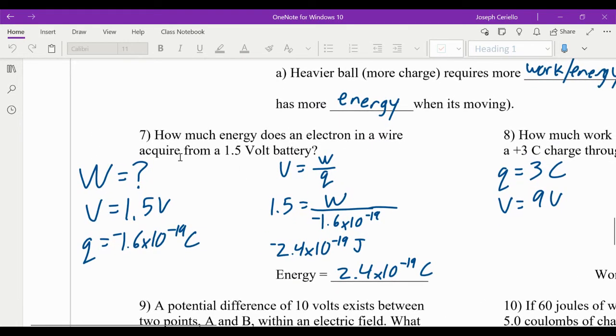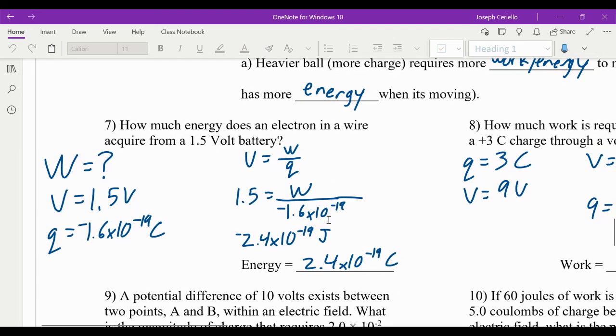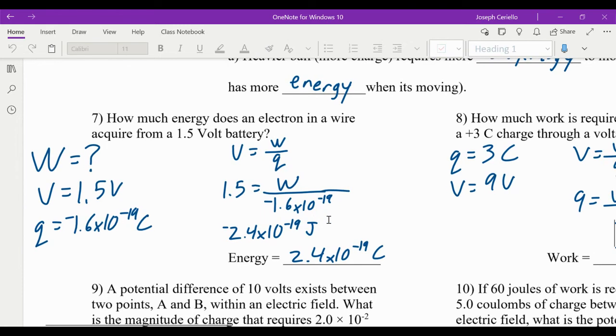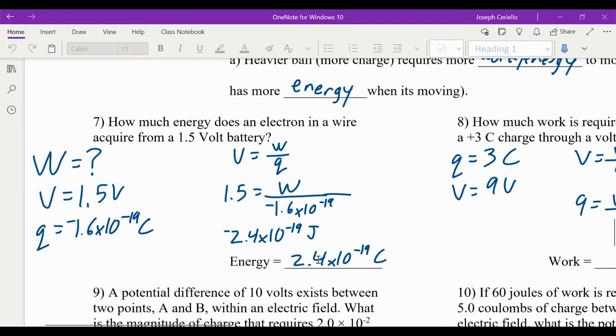All right, so let's look at number 7. Just do some math here. The math is pretty straightforward. How much energy does an electron in a wire acquire from a 1.5 volt battery? That's like a standard battery; a AA battery is 1.5 volts. So for an electron, we know Q is negative 1.6 times 10 to the negative 19 coulombs. V is 1.5 volts. Plug it into our equation, cross multiply, and we get that the energy is 2.4 times 10 to the negative 19 joules. It's negative, but just make it positive for this.